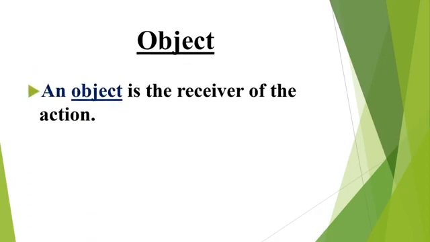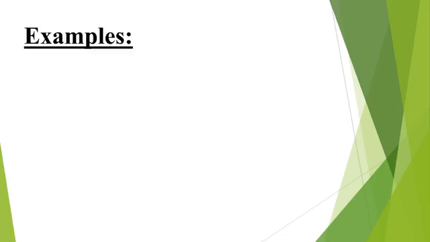Let's learn about object. An object is the receiver of the action. This means that object receives the action in a sentence. Whenever somebody performs an action, whatever receives that action is an object. Let's look at some of the examples.